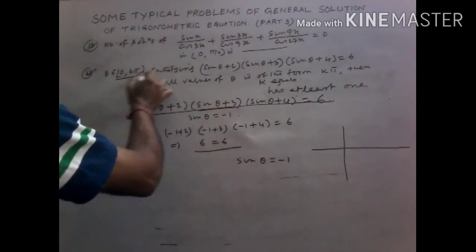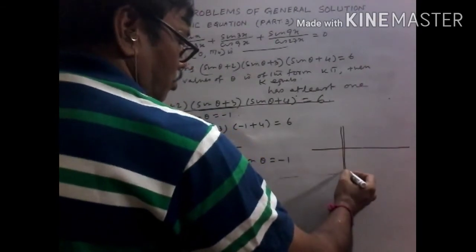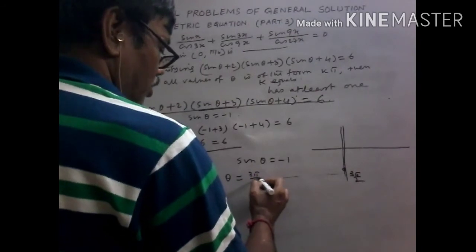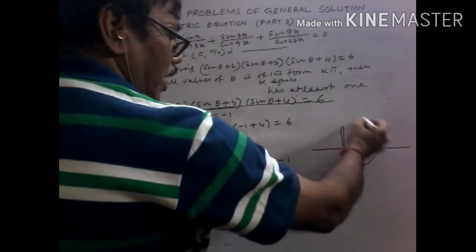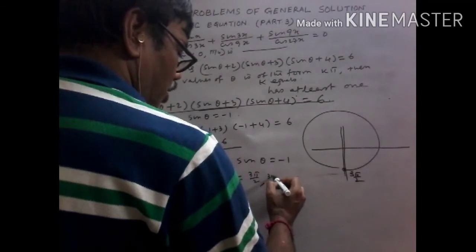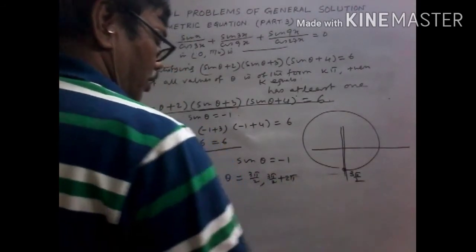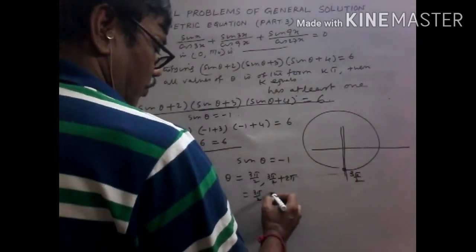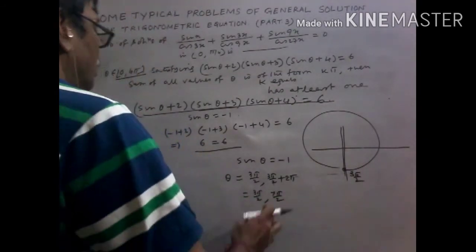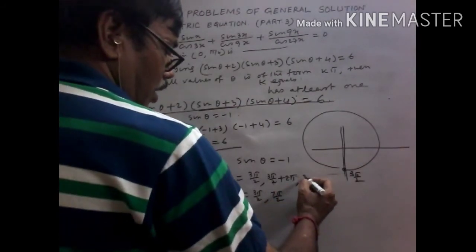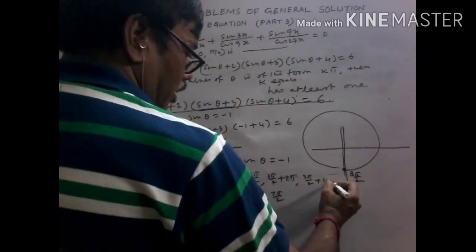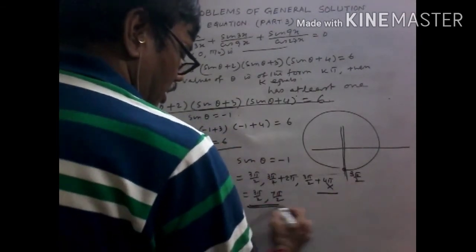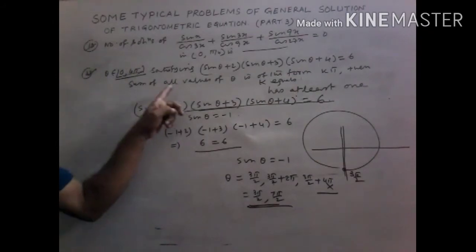Look, we want only positive values between 0 to 4 pi. So one value is 3 pi by 2. Another value is obtained by adding 2 pi, a full complete round. If we add this, 3 pi by 2 plus 2 pi is 7 pi by 2. And if we take 3 pi by 2 plus 4 pi, this exceeds our interval. So these are the two values.